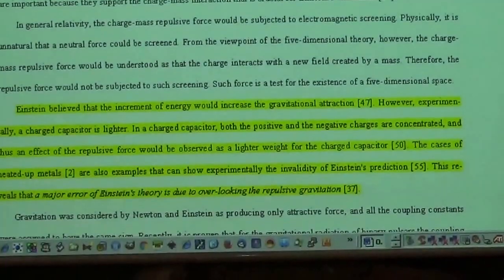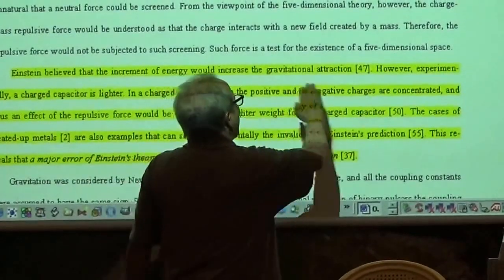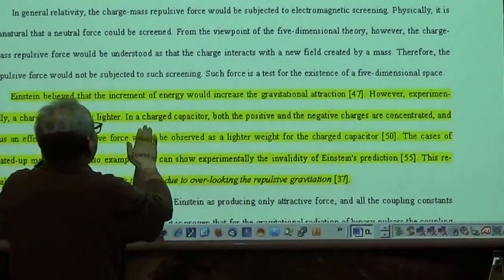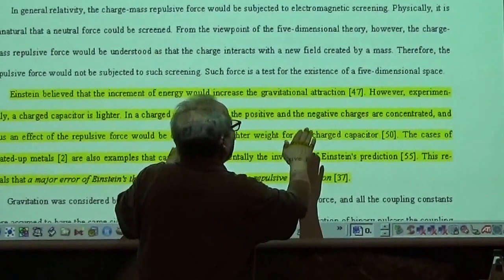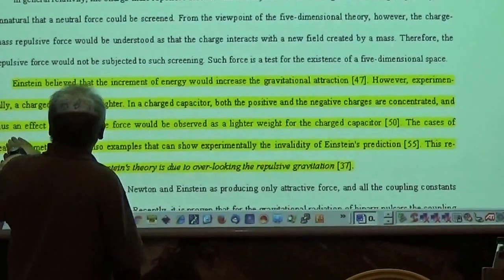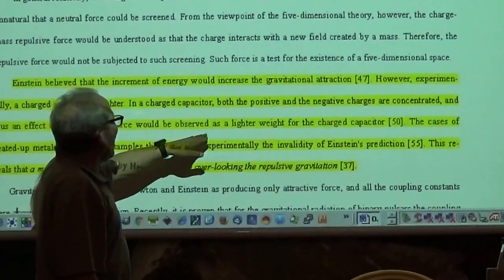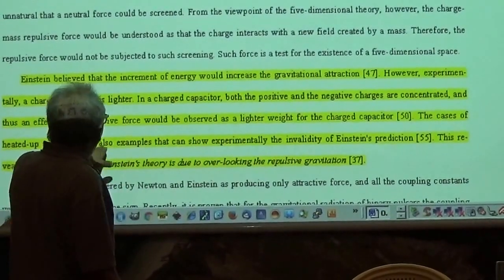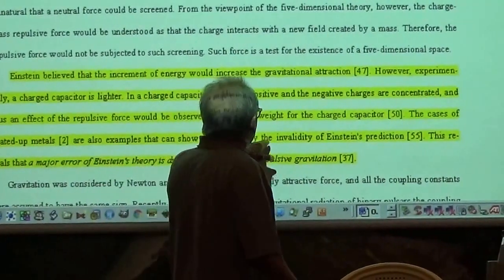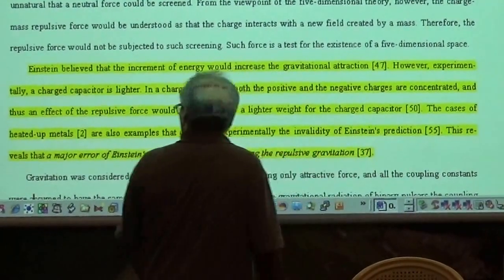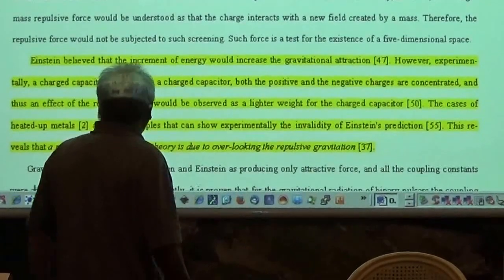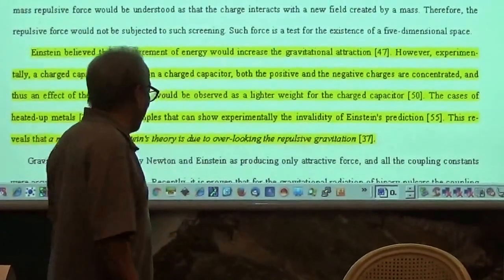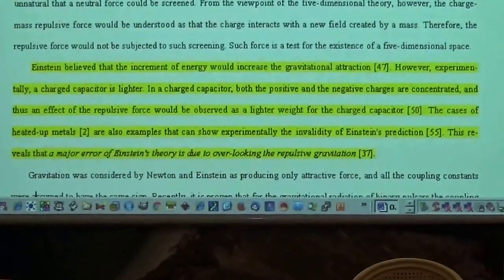Einstein believed an increment of energy would increase the gravitational attraction. However, experimentally, a charged capacitor is lighter. In a charged capacitor, both positive and negative charges are concentrated, and thus an effect of the repulsive force would be observed as a lighter weight of the charged capacitor. The case of heated metal is also an example that shows this in experiment. Eventually, the invalidity of Einstein's prediction was revealed. A major error of Einstein's theory is due to overlooking the repulsive gravitation. That's Einstein's main fault.